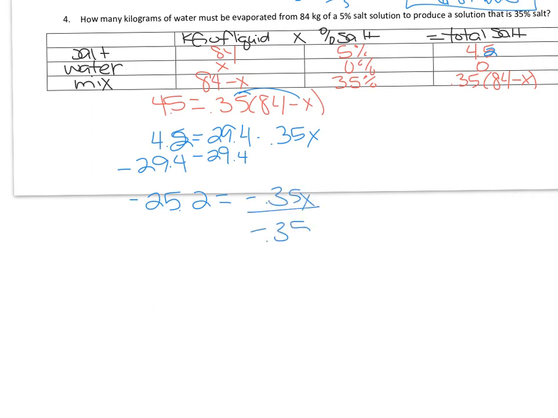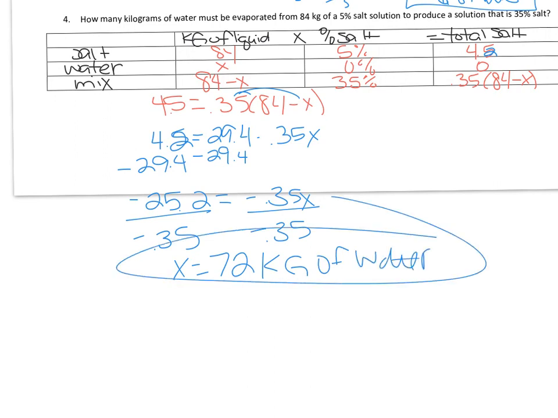Divide both sides by negative 0.35. We should get 72. 72 what? Kilograms of water. Always make sure that's what we were asked to find. I wanted to know how many kilograms of water. That was my answer. I did it differently, but I got the same thing.